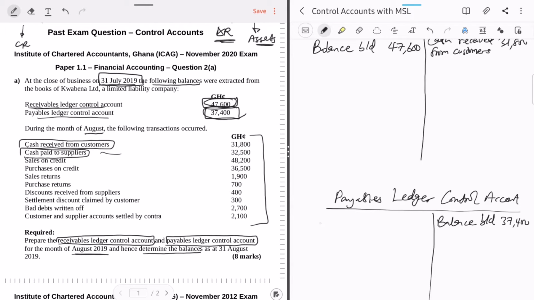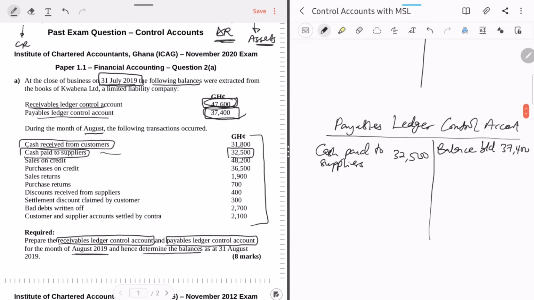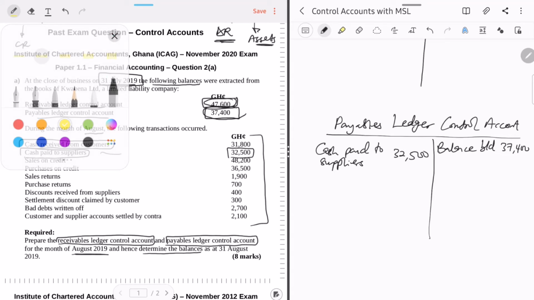So I just come here and say cash paid to suppliers. How much was it? 32,500. Are we following? Very straightforward. Next is what? Let me use this.